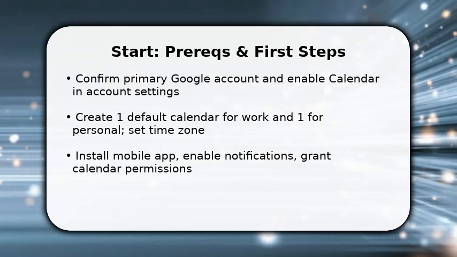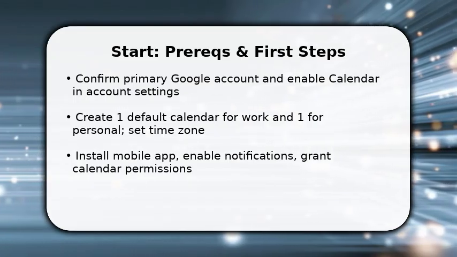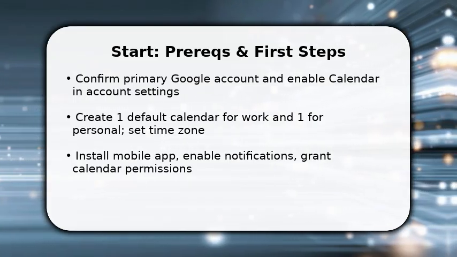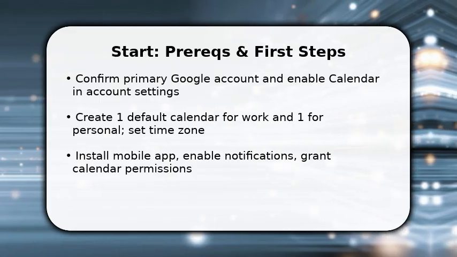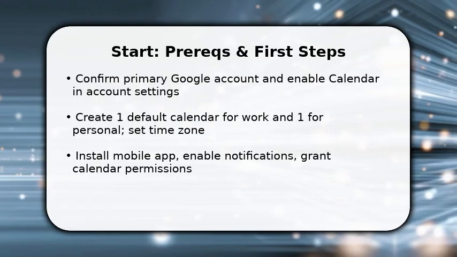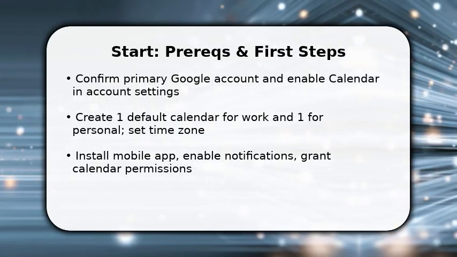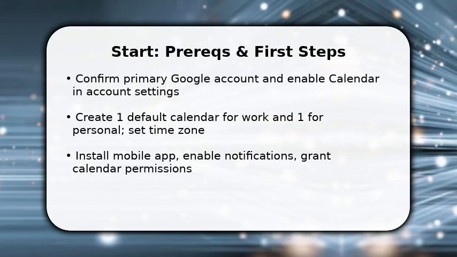You begin by confirming your primary Google account and enabling Calendar. This ensures events attach to the right profile. Once done, create one default calendar for work and one for personal use so you avoid overlap. Make sure to set your time zone and working hours now. They affect reminders and suggested times.